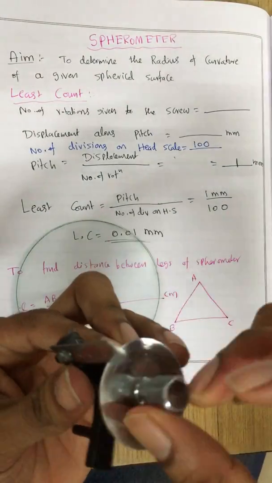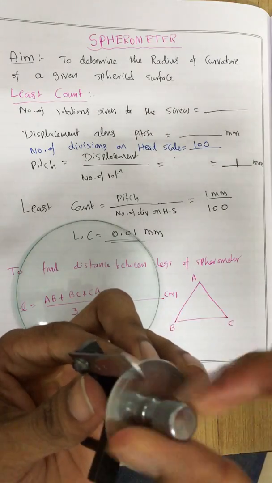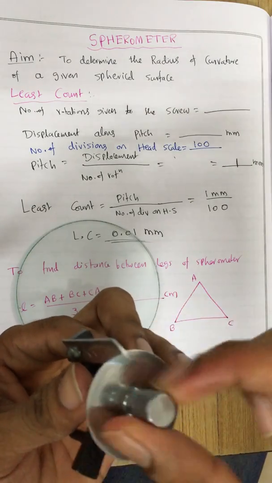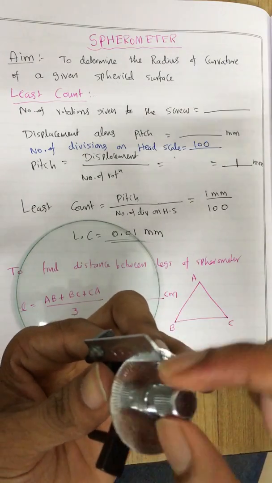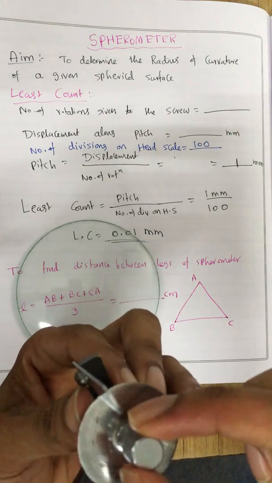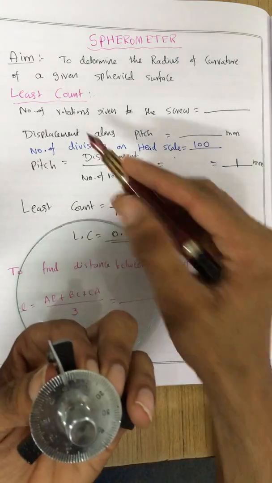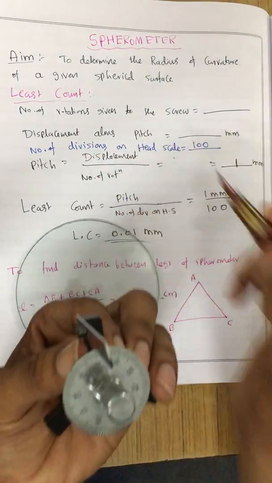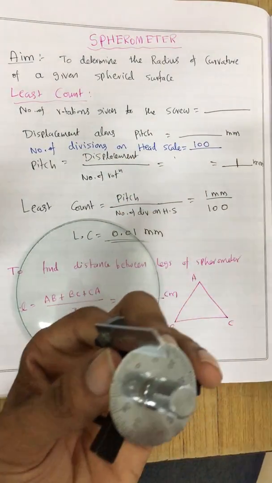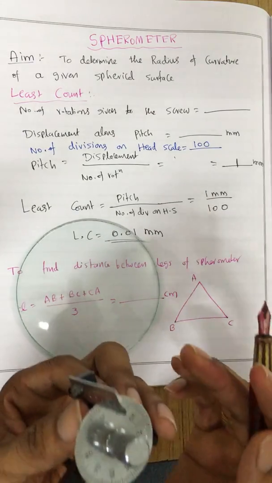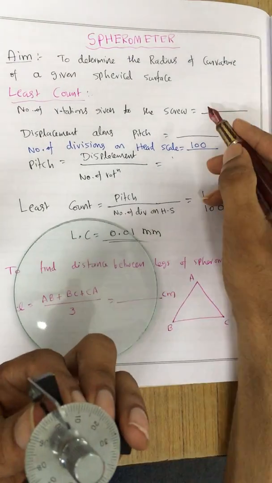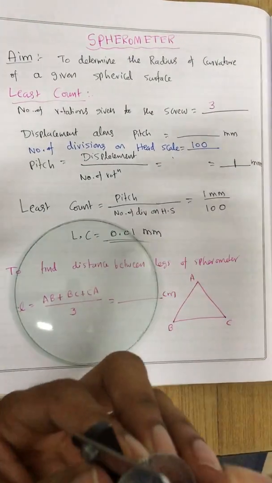Now, initially we will keep it at 0 first. I'm going to make the head scale be at 0 of the pitch scale. That's all, this is done. Now, the number of rotations given to the screw. So this is actually the screw. I can give any number of rotations; it's my choice. Let me give 3 rotations.